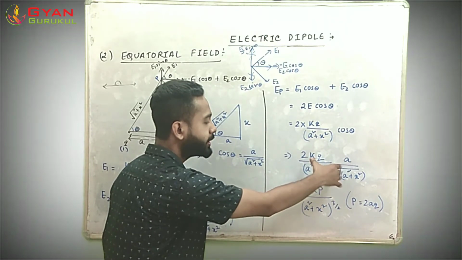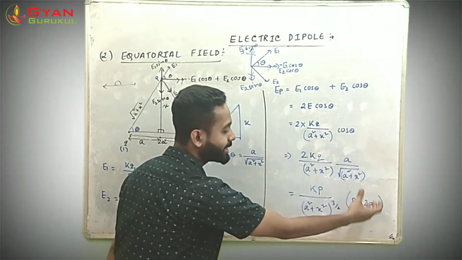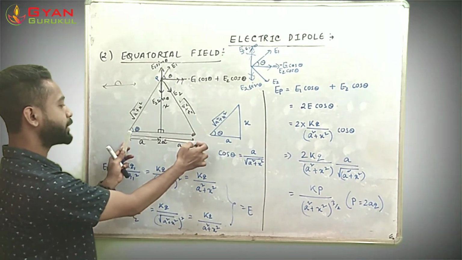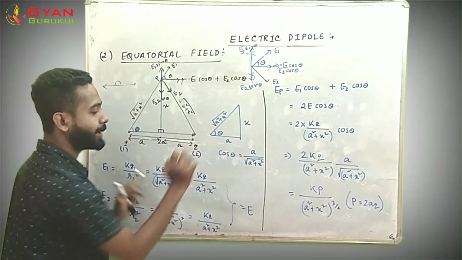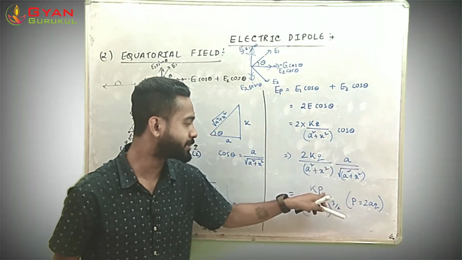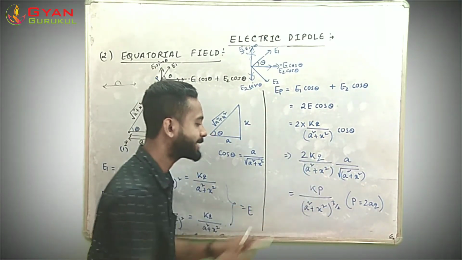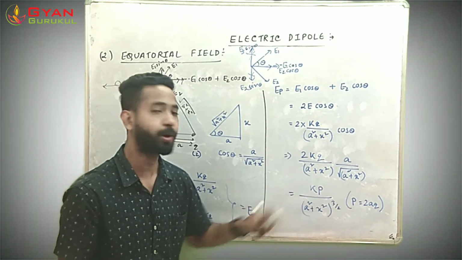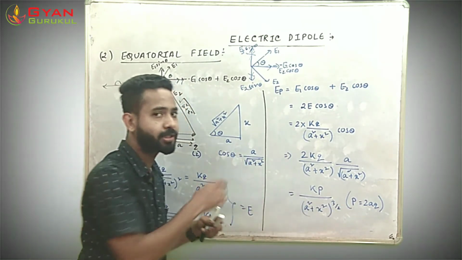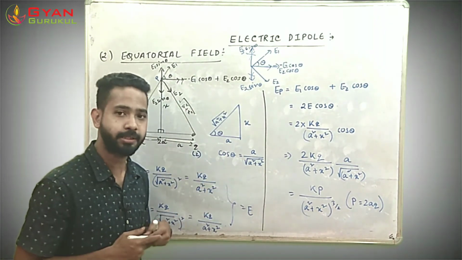Substituting those values here, and also knowing that the dipole moment p is given by charge multiplied by distance, here we have taken the distance between the two charges to be twice a. So your dipole moment p would be given by 2aq. Hence, 2aq was replaced by p, and we get the formula as kp by a square plus x square whole to the power 3 by 2. Now, taking some assumptions into consideration, we can solve this formula further.